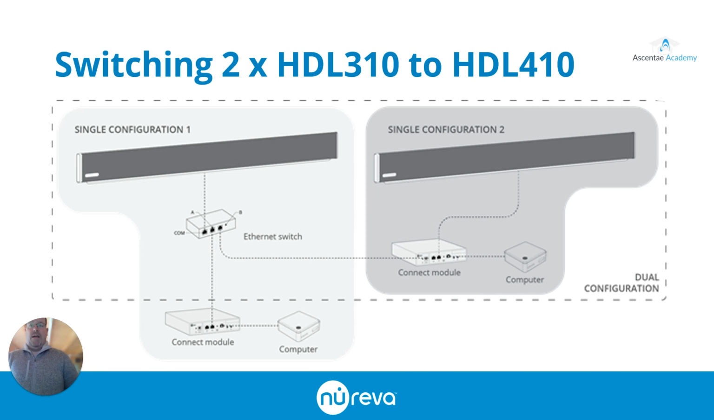When the switch is in position A, both of the connect modules have one speaker bar attached, and therefore they are working completely independently. When the Ethernet switch is set to B, room 2 on the right has two soundbars connected and is now effectively turned into a HDL 410. So it's a slightly more complicated solution, but not too difficult to actually configure.